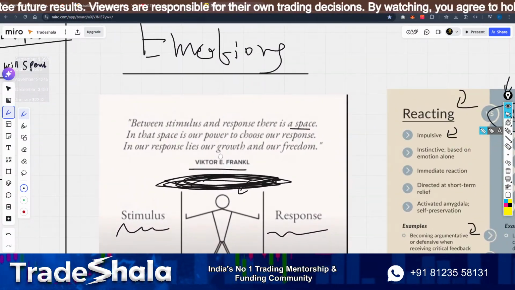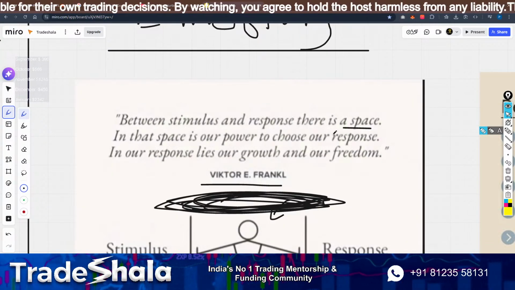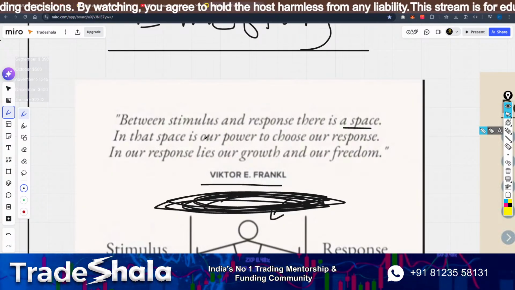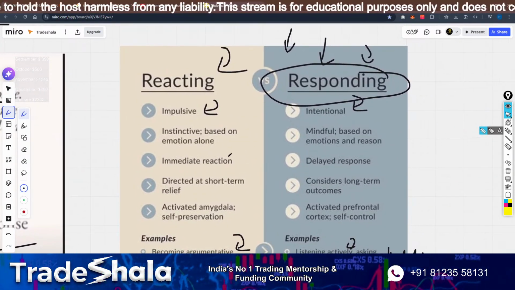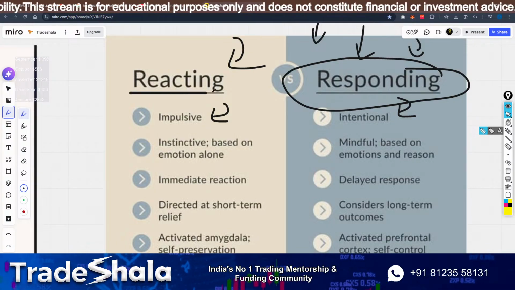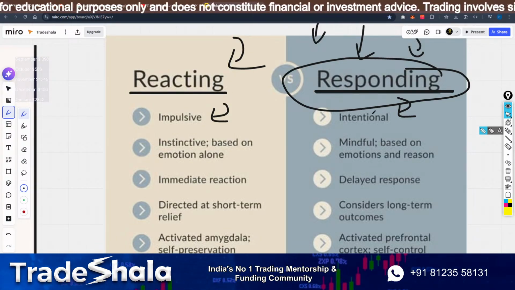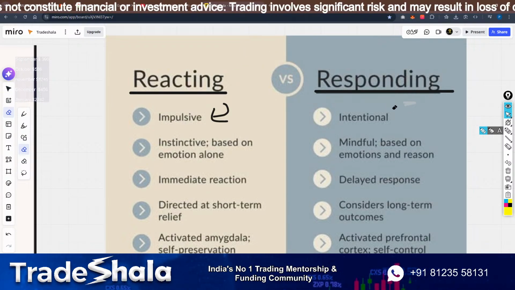All I have to tell you guys is, you have to understand your emotions. Between stimulus and response there is a space. In that space is our power. What is stimulus and response? There are two things you will do when you're emotional. You're either going to react or you're going to respond.